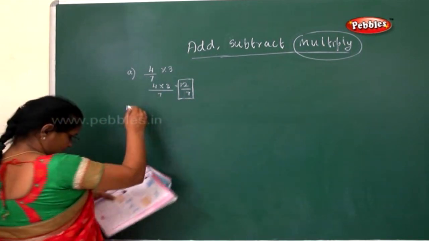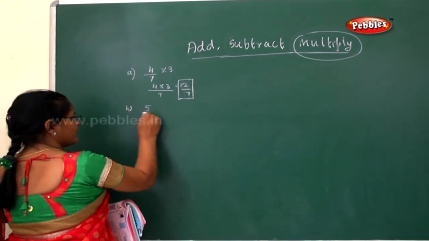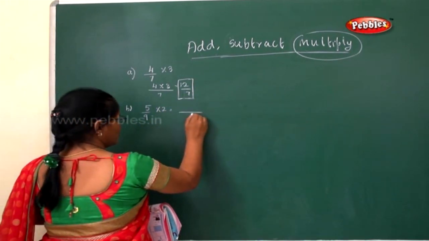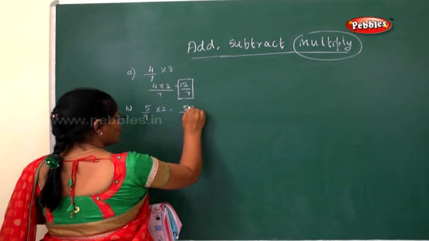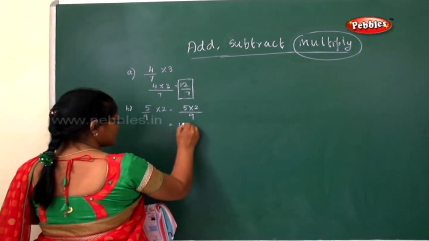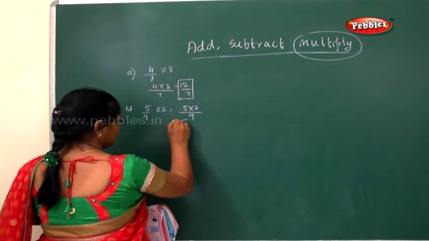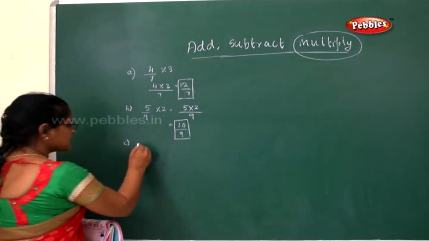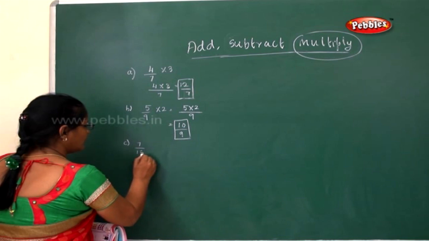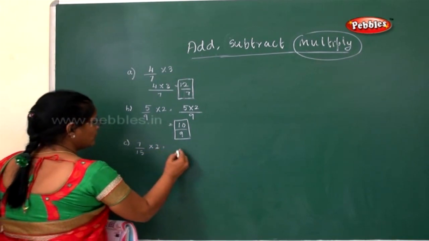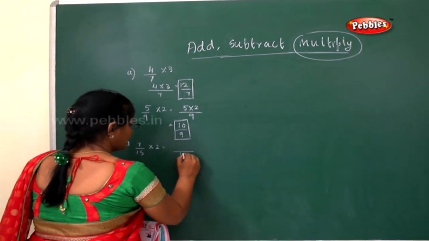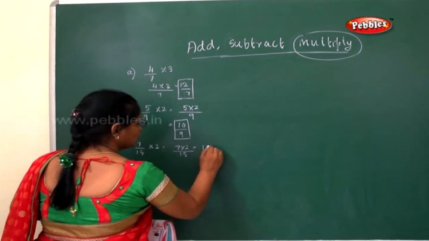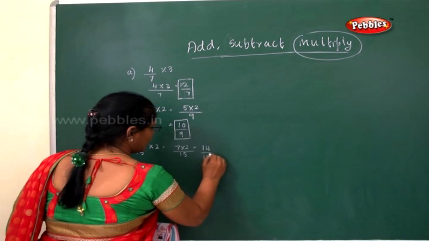Now next sum is 5 by 9 into 2. Now how will you do it? By 9 you will take it here and 5 into 2. Now what is the answer? It is 10 by 9. Now next sum is 7 by 15 into 2. Now how will you do it? Take the denominator 15 here, 7 into 2. Now what is 7 2s? 14. So it is 14 by 15.